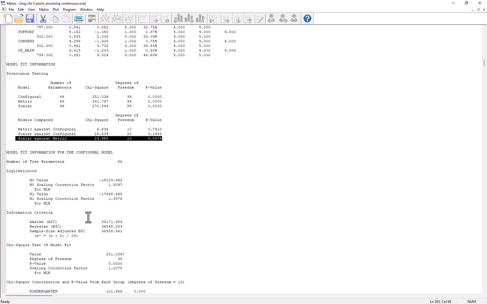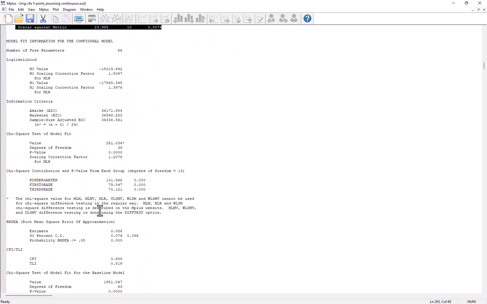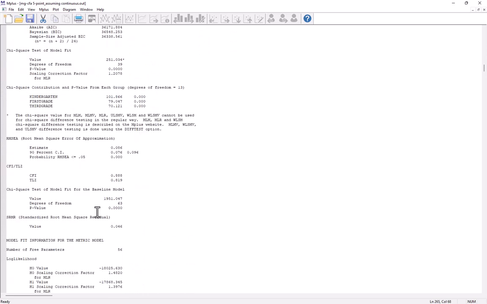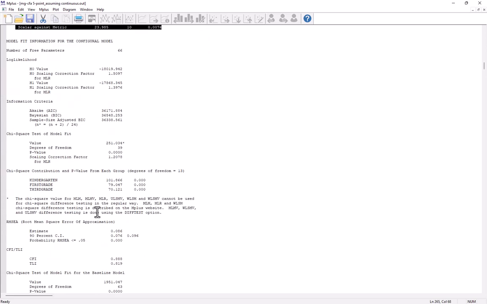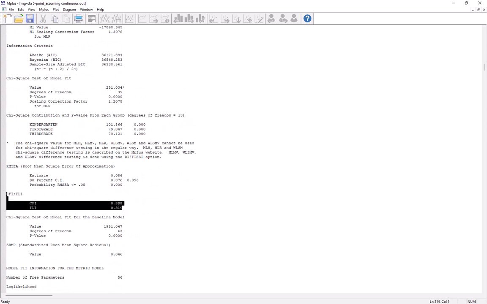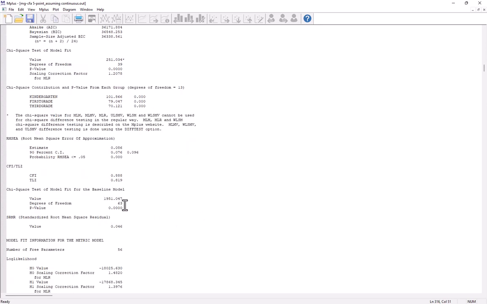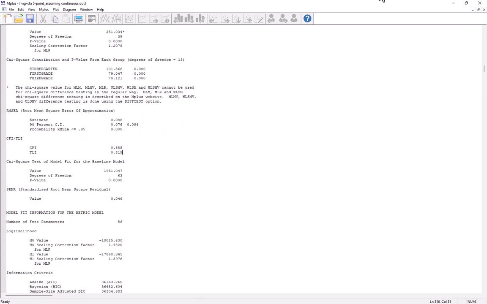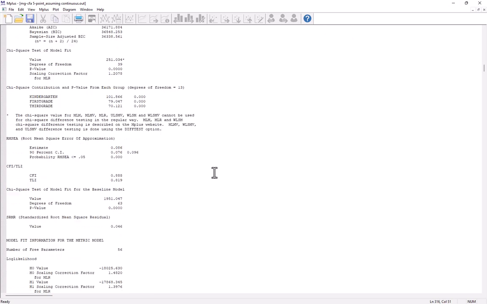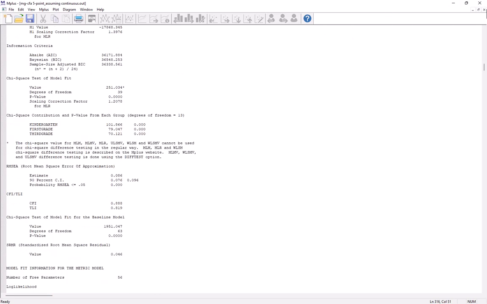Now note that I'm treating the items as continuous, and that does much worse in terms of model fit. You can see here that the model fit is not acceptable, like the CFI is 0.88 and TLI 0.81, and that was a consequence of treating these categorical variables as continuous. Okay, that's how you run automated invariance testing in Mplus.